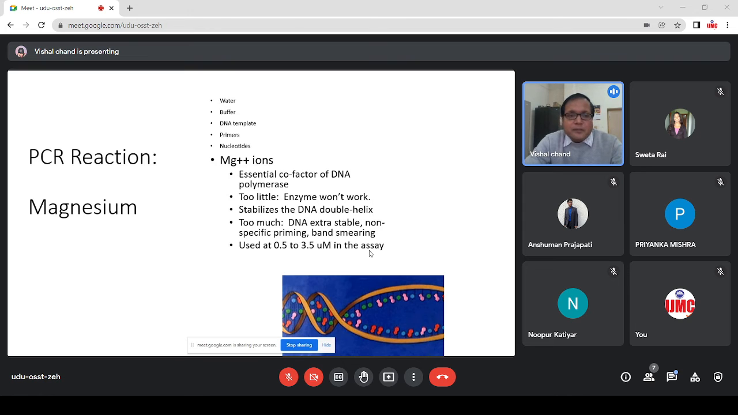Another very important component of the PCR reaction is the magnesium ion. Magnesium ion is an essential cofactor of the DNA polymerase. It is required in only a very small amount. The enzyme would not work without the magnesium ion. It also stabilizes the DNA double helix.